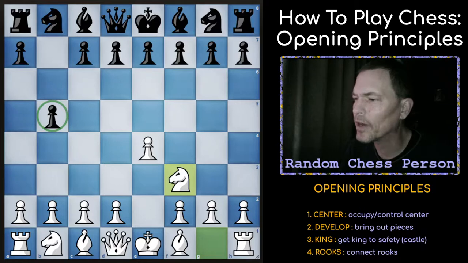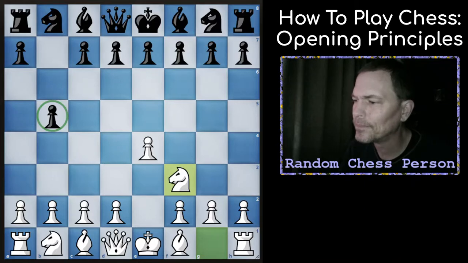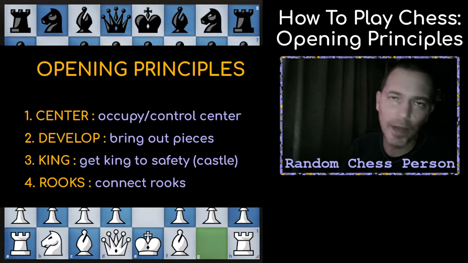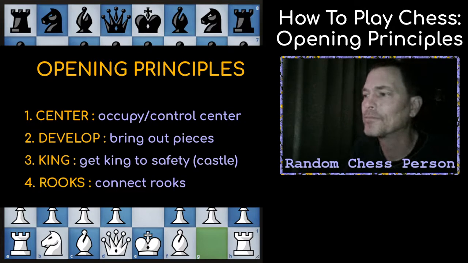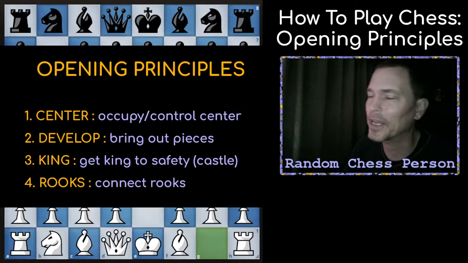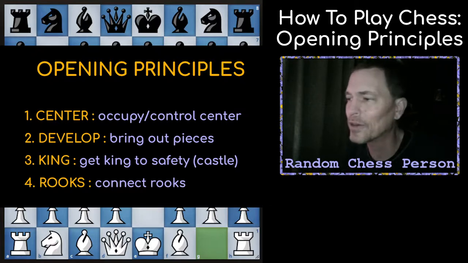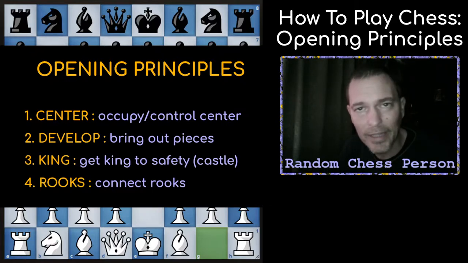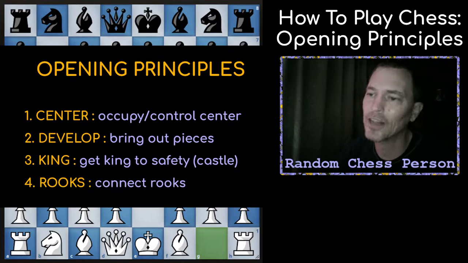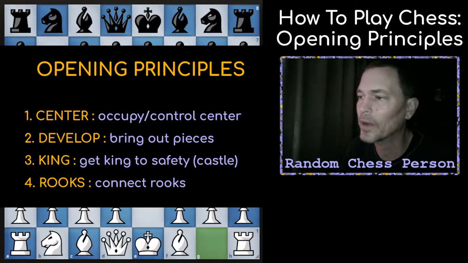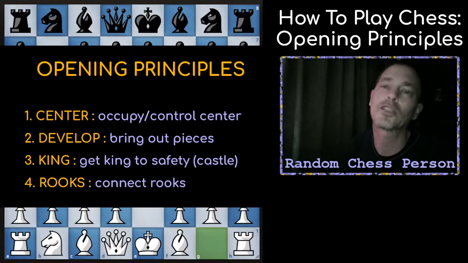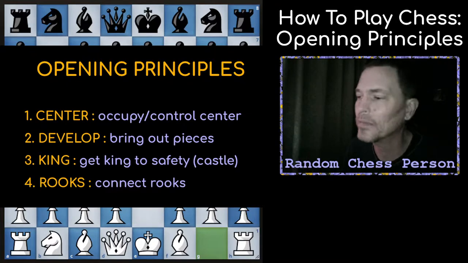So, just a very quick review. Occupy and control the center, because it's going to be better in the long run if you do. Bring out your pieces, because they can't do anything on their home squares, or almost nothing. Get the king to safety, because if your king's not safe, your game's going to fall apart pretty quick. Connect the rooks, because rooks are much stronger once they have running room and when they can protect each other.